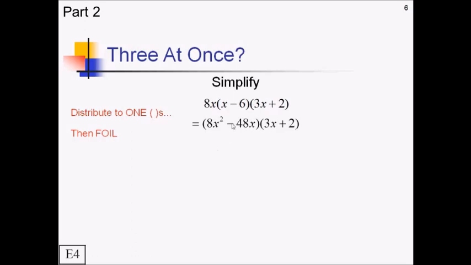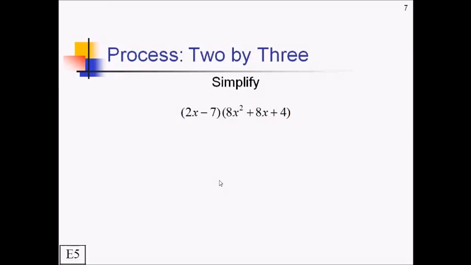All right, let's see what we have here. Firsts are going to give us 24x cubed. Outers are going to give us 16x squared. Inners, 3 times 48, let's see, that's going to be negative 144x squared. And then finally we have lasts, that's negative 96x. We do have like terms in the middle here. Those can combine to give us negative 128x squared. And this one's done.